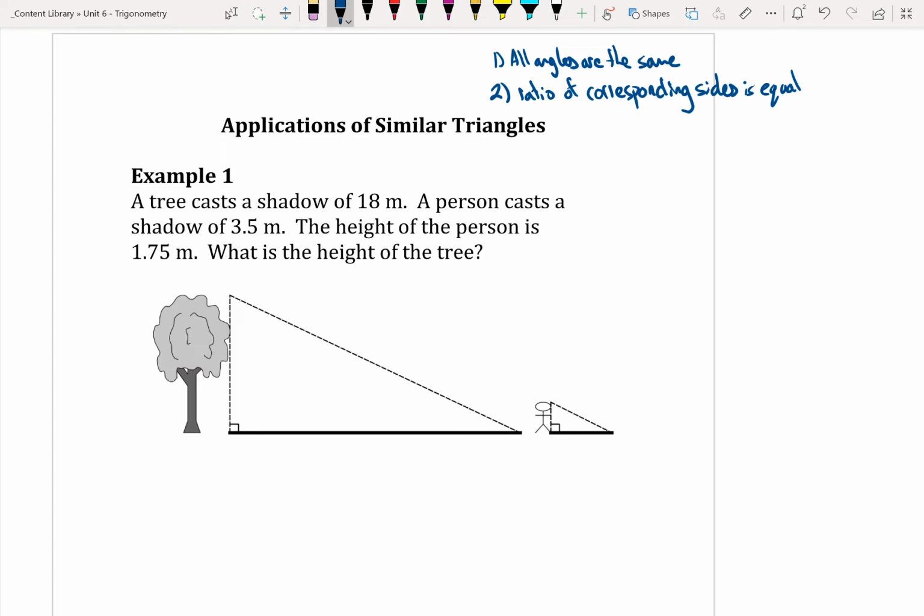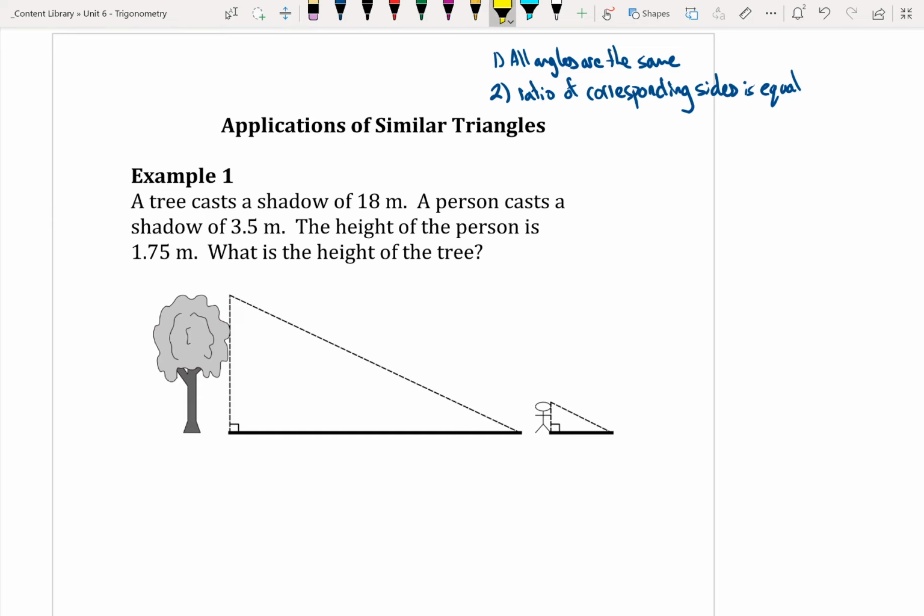A person casts a shadow of 3.5 meters. The height of the person is 1.75 meters. What is the height of the tree? So assuming that they're standing in the same spot, the sun's in the same spot, creating the same angles and everything with the shadows. And we're assuming that these two triangles are similar. We want to use this idea to help us find the height of the tree.